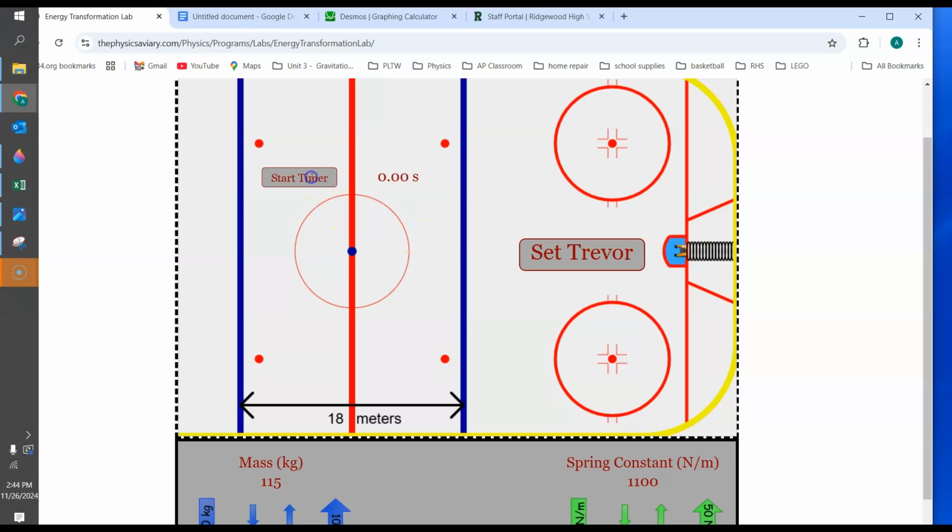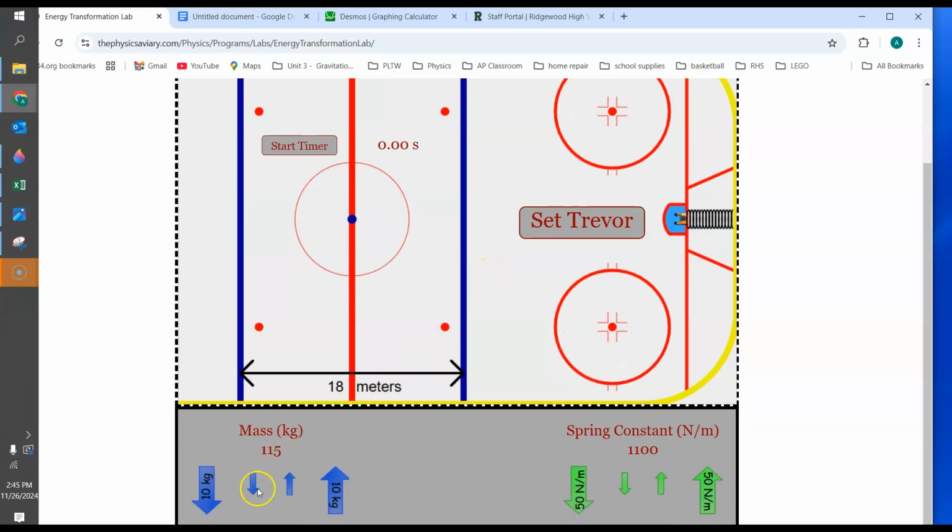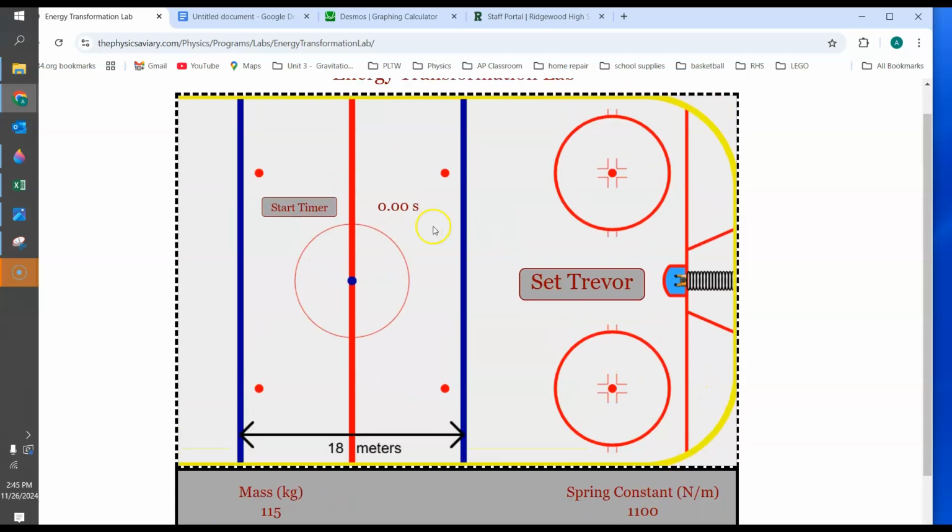And we've got a little timer that we can reset. You've got the mass down here, which you can increase or decrease, and the spring constant, which you can increase or decrease. So let's show you how this works.